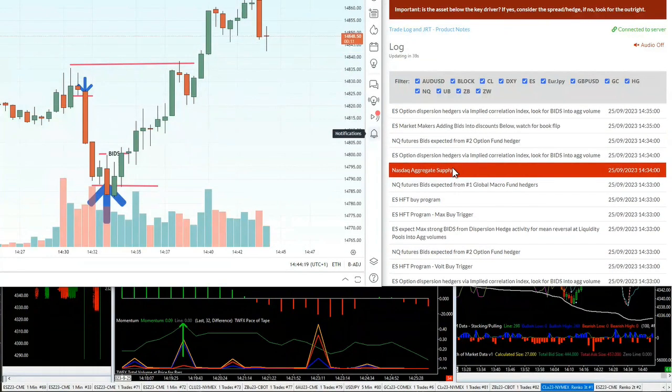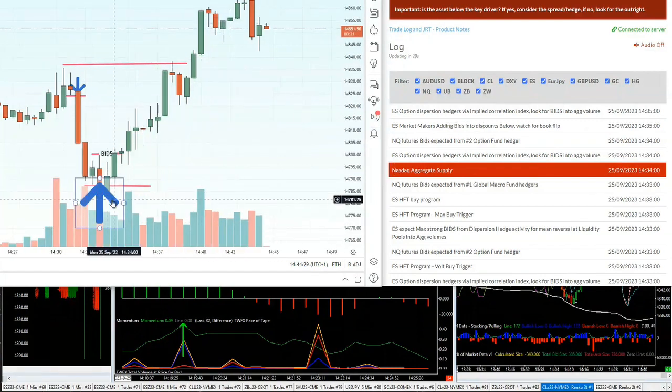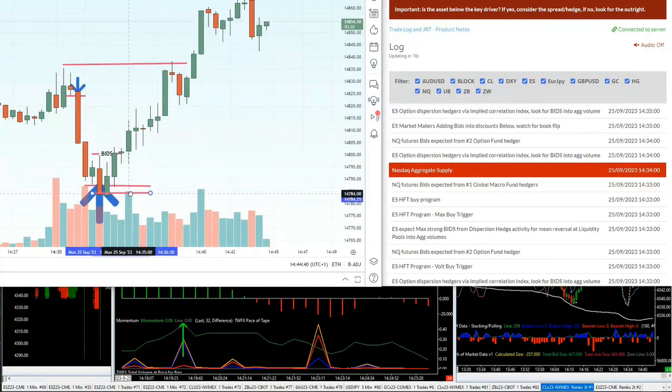All good? So we get the same thing happening. Dispersion hedgers, option funds, market makers start adding bids into discount prices at 35. So now we know that everybody is long. Everybody's now long into this bottom edge. Everybody's bought into the bottom edge. And because of the trade log, we had the earliest read on that across the industry.